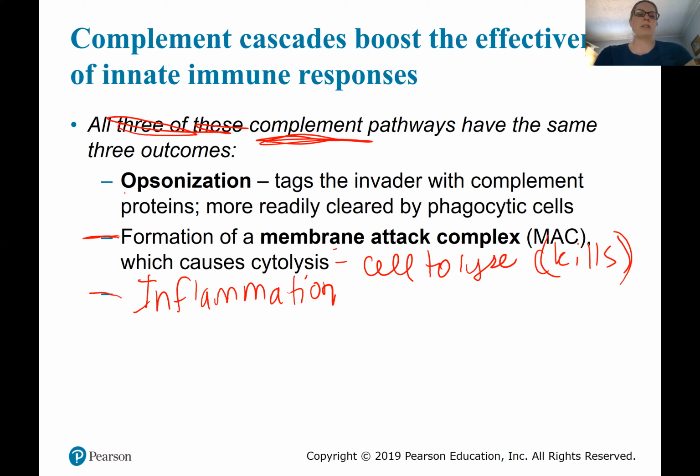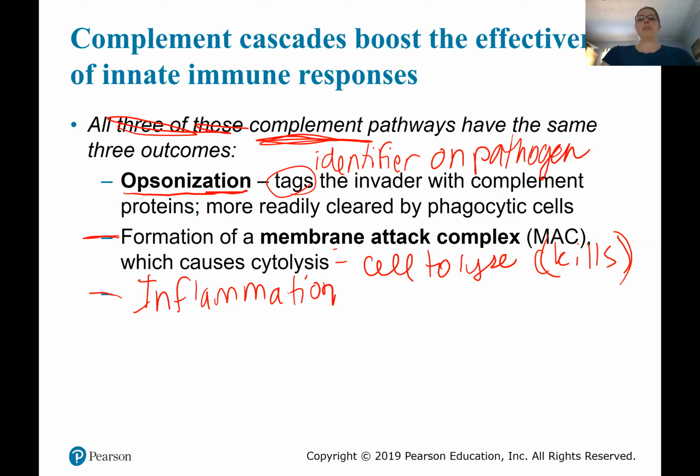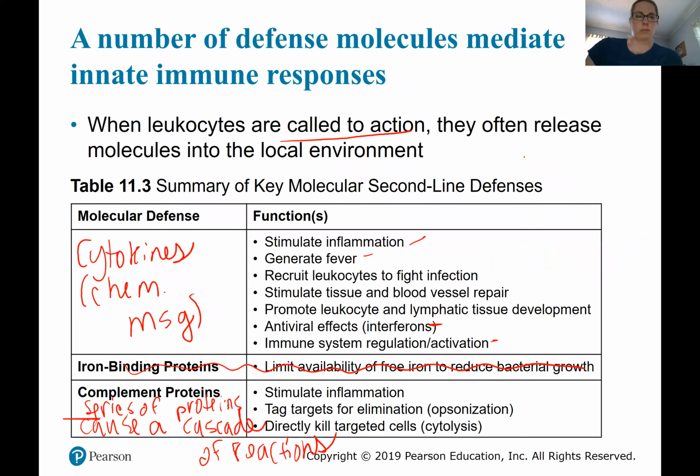And then also this process called opsonization. And opsonization is basically a tag or an identifier that's placed on a particular type of pathogen. Basically, these complement proteins will attach to the foreign invader, and that foreign invader is now marked, and then the phagocytes can come and easily detect that foreign invader. Okay, let me make sure I didn't miss one here. Nope. Okay.